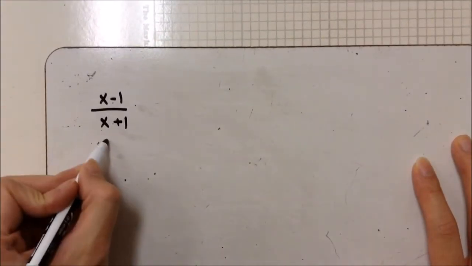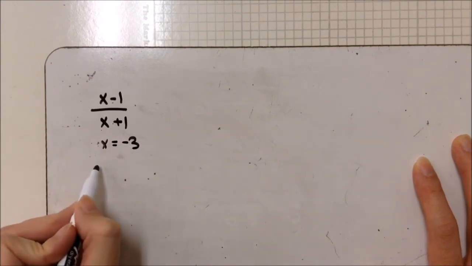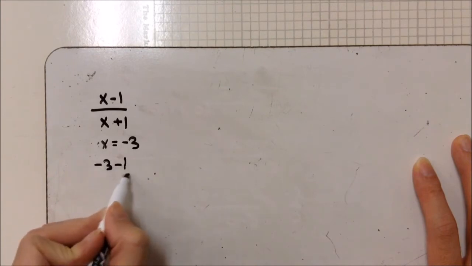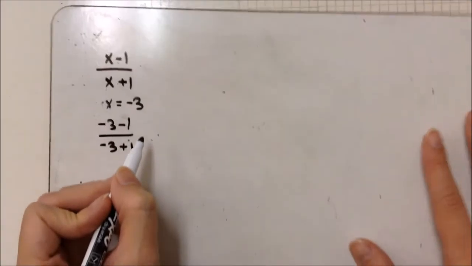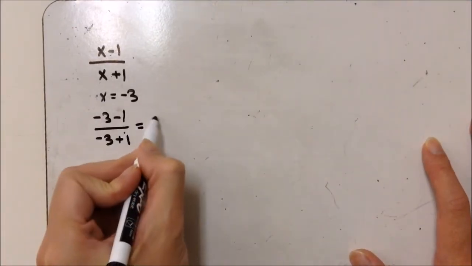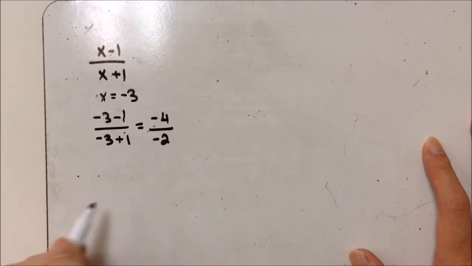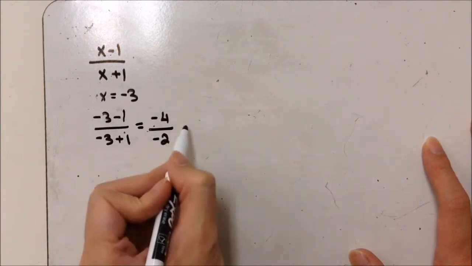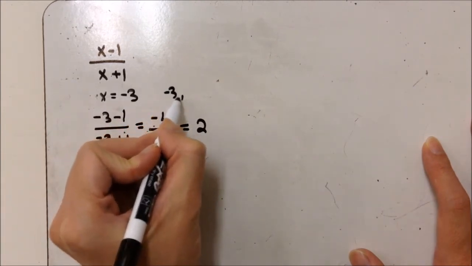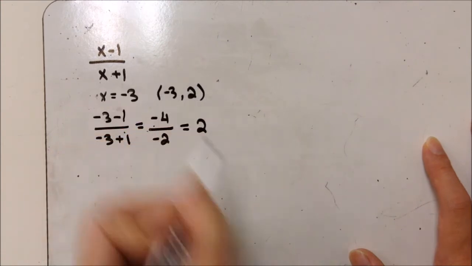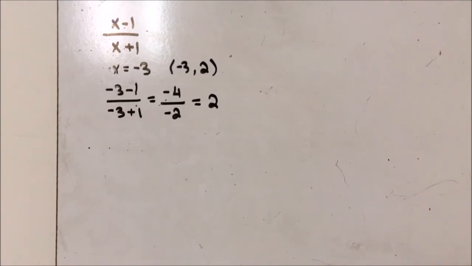So we're testing out x equals -3, and then we're just going to plug in -3. So -3 minus 1 on the top, -3 plus 1 in the denominator. So on the top it's going to be -4 over -3 plus 1, that's -2. -4 divided by -2 is just a positive 2. So at -3, it's 2. So again, we can use the simplified function because it's less work, faster.